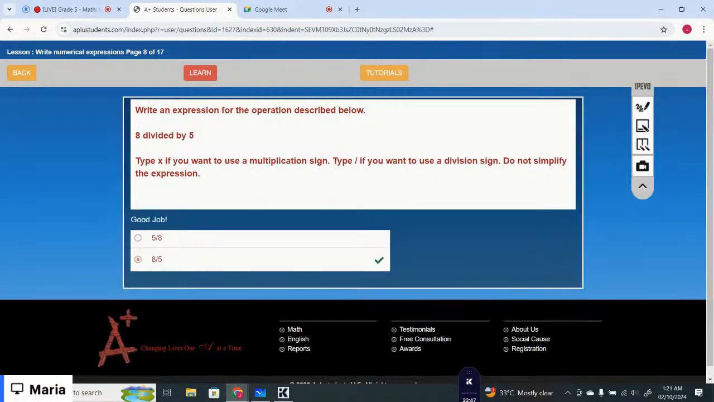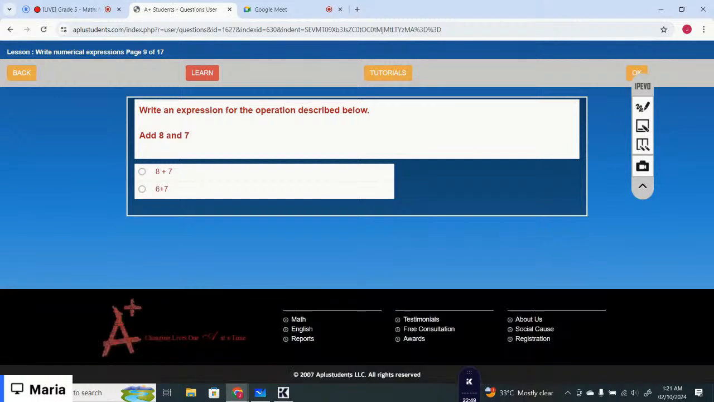The next one is add 8 and 7, which is the correct option? Yes, that's option number 1. 8 plus 7 is the correct option. Okay, you can complete the lesson by yourself later today. Let me just move on to the next lesson.